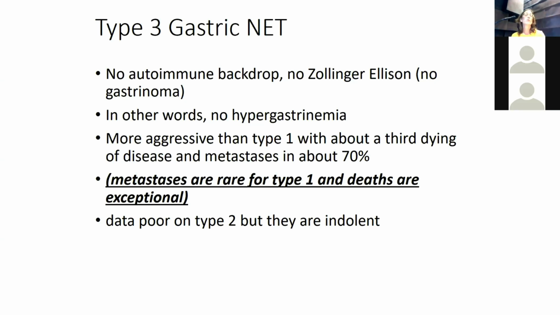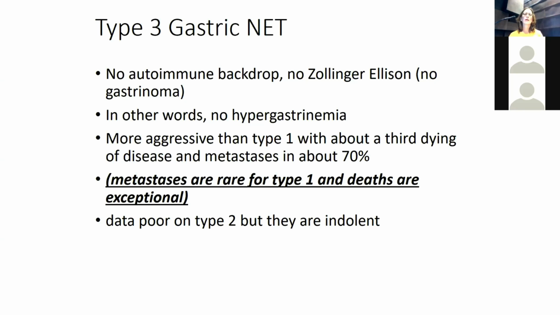So these are more aggressive than type 1, and about a third die of disease, and there are metastases at presentation in over 2/3. Remember, the ones associated with autoimmune gastritis almost never metastasize, and deaths from such things are truly exceptional. So I'm an old lady. I've been doing this a long time. I've only seen 2 type 1s with local metastases, and the patients did fine. So it's really, really rare.